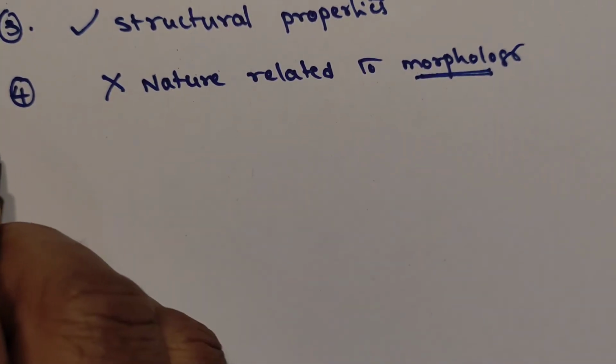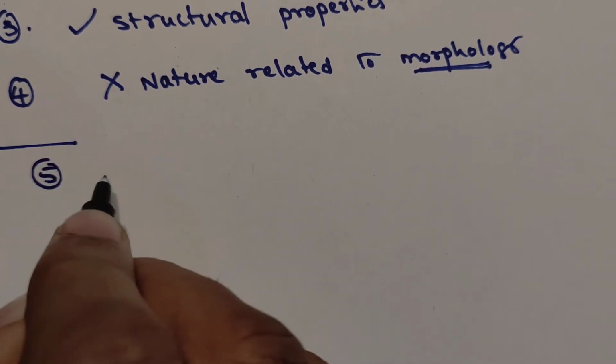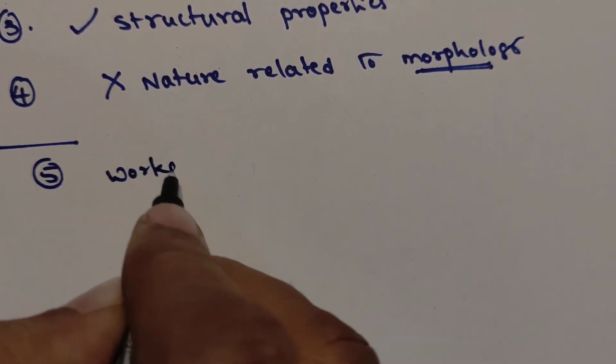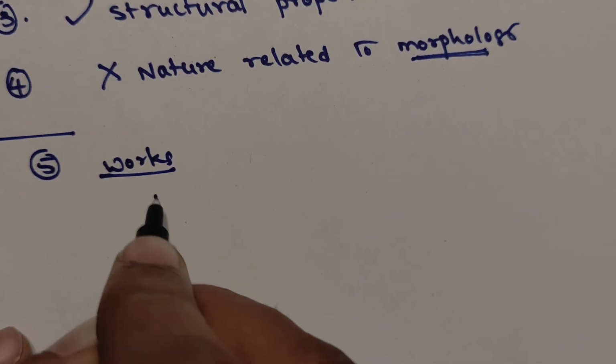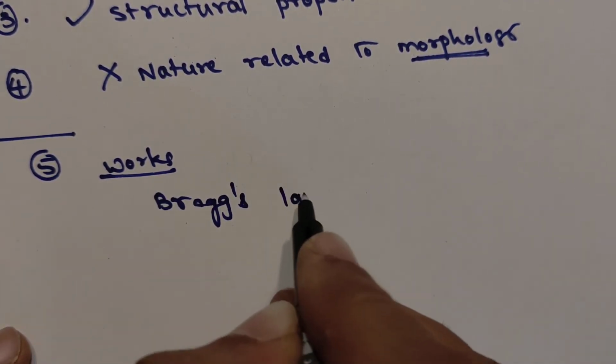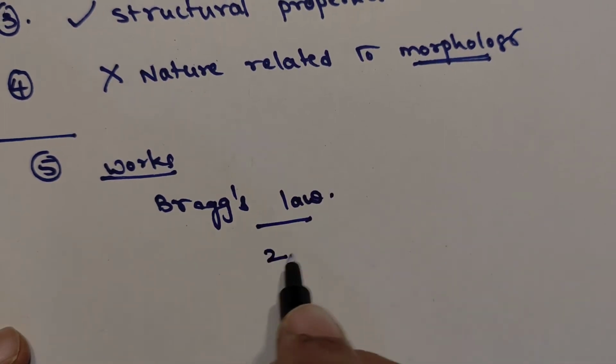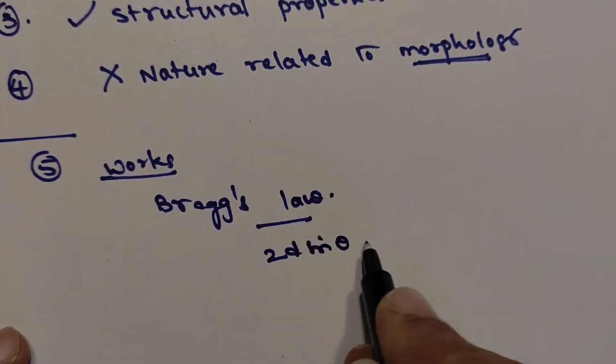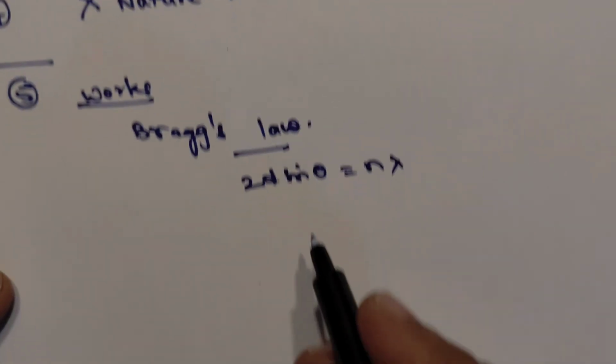Then, coming to the working point of view, it works based on Bragg's law. That formula is 2d sin theta equals n lambda.